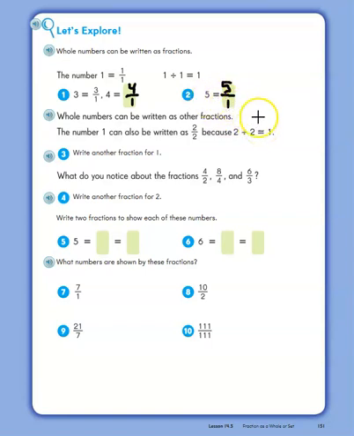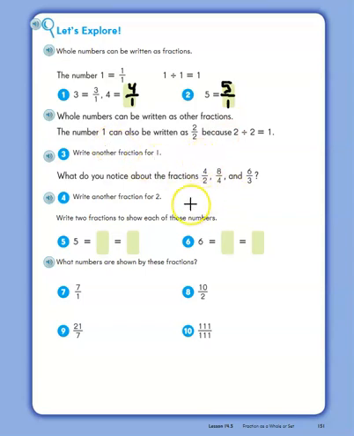So anytime you see a fraction that has a 1 on the bottom as the denominator, you know that that's really just a whole number in disguise. So you can just know that anytime you see that, it's going to be that whole number that's on the top. So 5 equals 5 over 1.